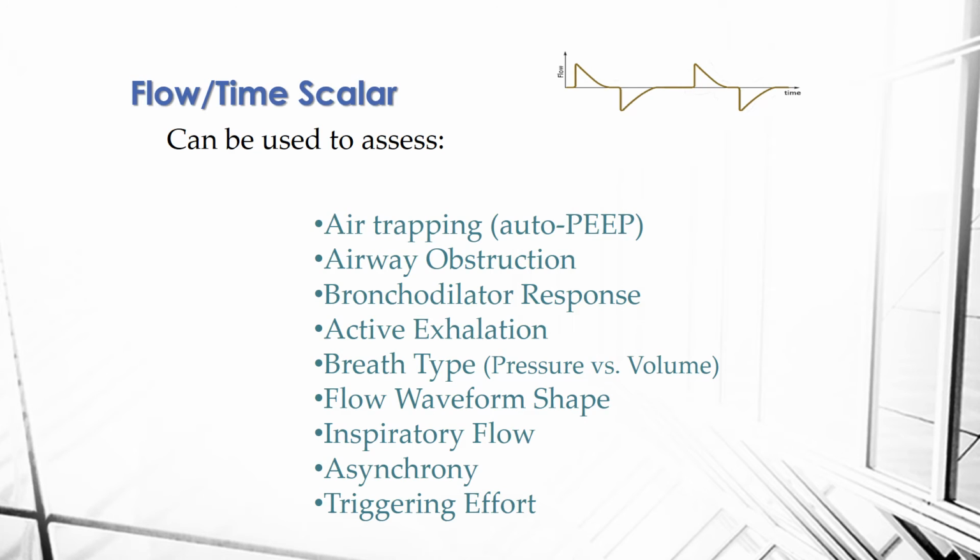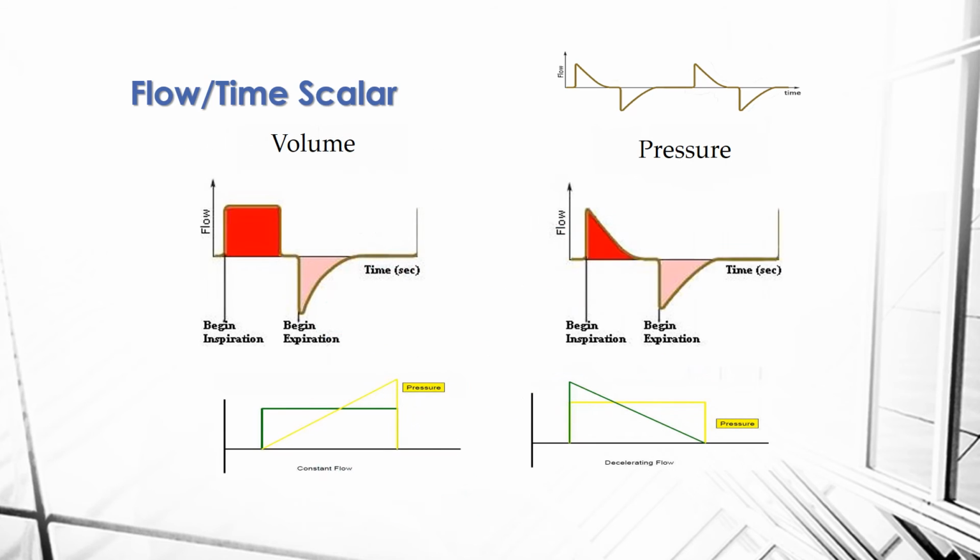Again, you're going to tell basically about the same stuff as all the other ones when you look at there, but this one you're going to be able to tell a little bit more about bronchodilator response. And so these are the two differences we had for the square waveform versus the decelerating ramp.